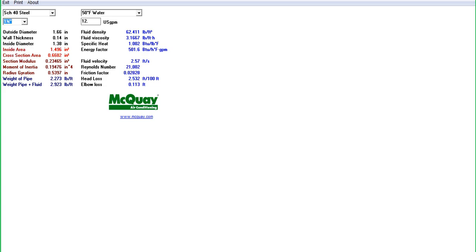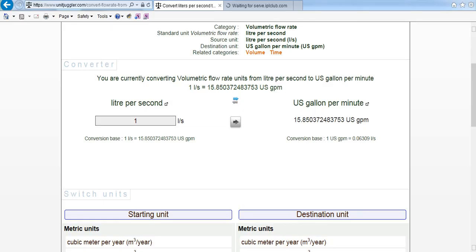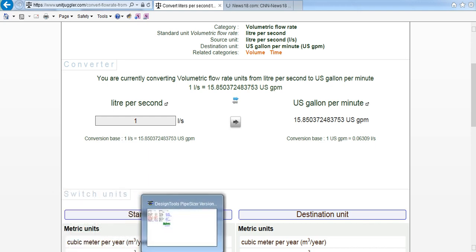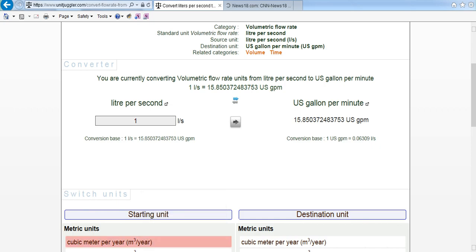And one more thing I will tell you, for converting liters per second to gallons, you can multiply by 15.85. 1 liter per second is 15.85 USG per minute. Okay, so this way you can calculate. For example, in my previous videos I said 1 liter per second water is the requirement, which means you need around 15.85 GPM. So we need to come over here.